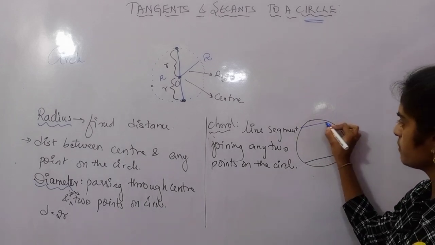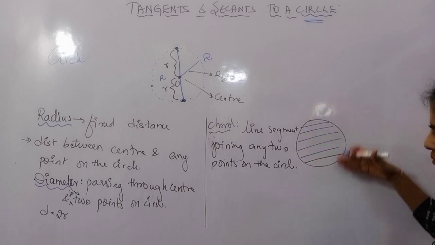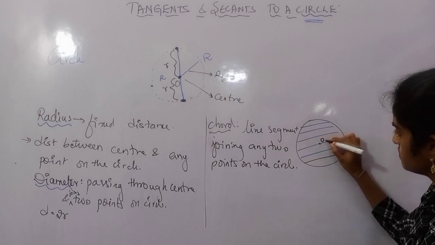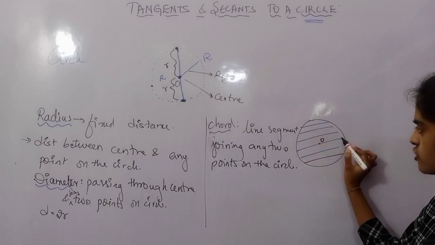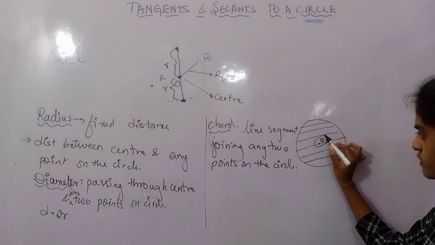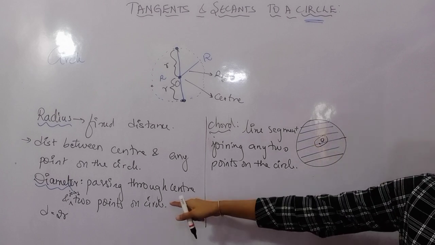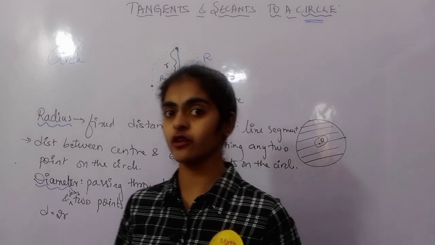Okay, you can have so many chords in this way, so many chords in this way also. And suppose this is the center O of the circle, there is one such chord which joins 2 points on a circle and passes through the center. What is this chord called then? It is called simply the diameter, isn't it? So we can say diameter is also a chord.